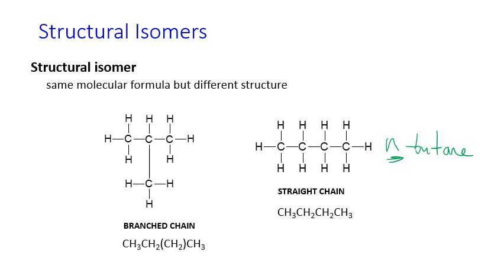And then we have a branched butane molecule, which is basically a propane molecule with a branch. We'll go into the naming later, but it still has 4 carbons, but now it's branched, so it's a structural isomer.